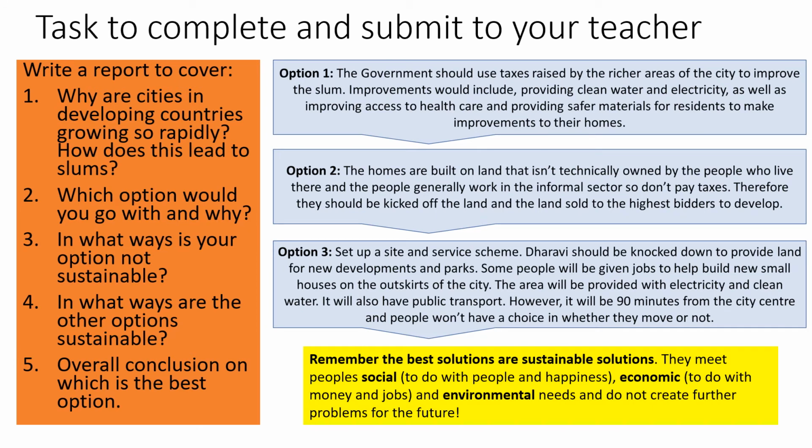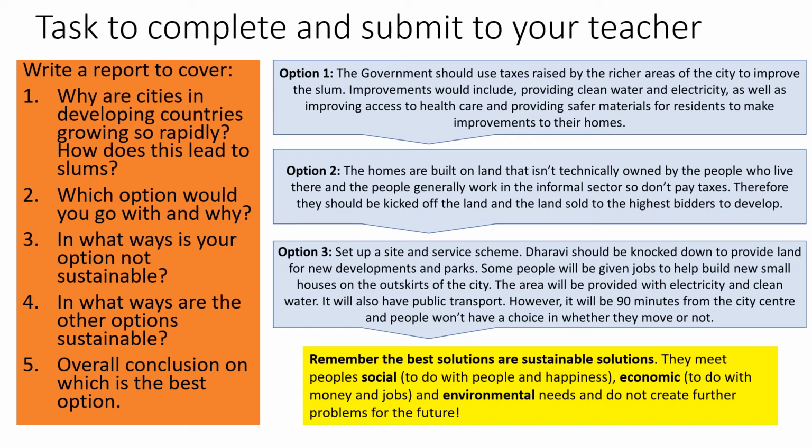So just to introduce the task, this is the main task that you need to submit to your teacher. You've got those 3 options, and you're going to write a report to cover: why are cities in developing countries such as Mumbai growing so rapidly? How does this lead to slums? Which option would you go for and why? In what ways is your option not sustainable? And in what ways are other options sustainable? And then an overall conclusion into which is the best option.